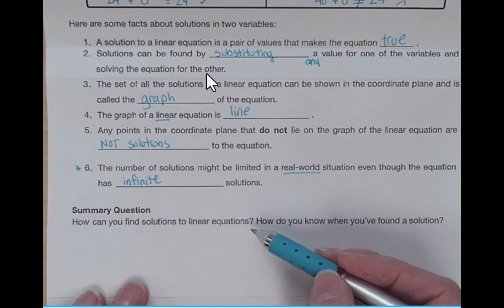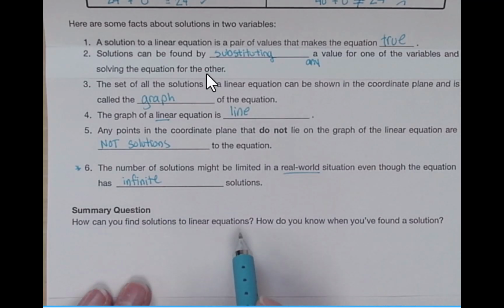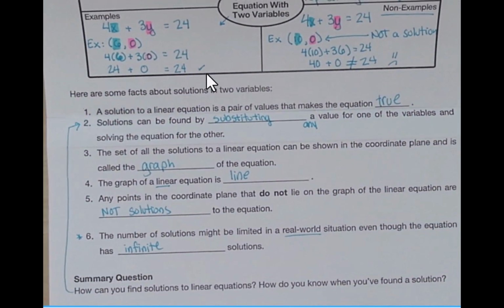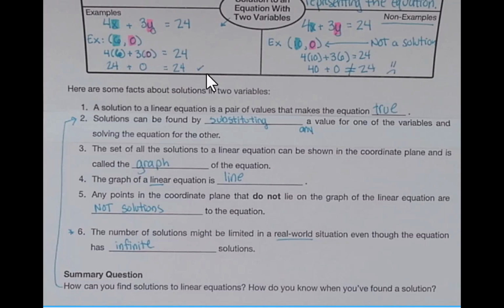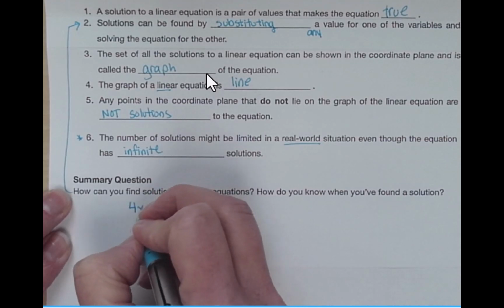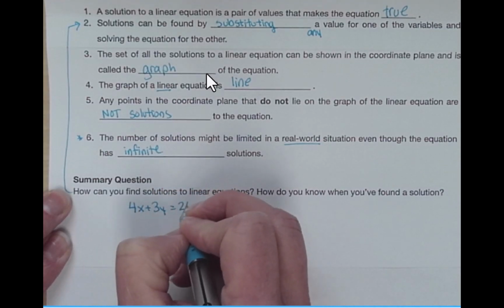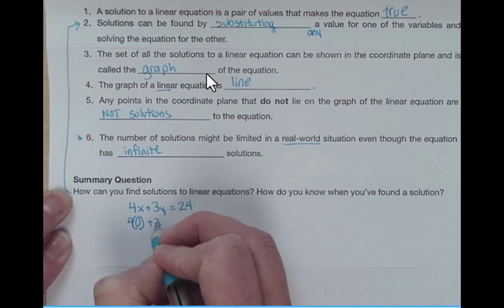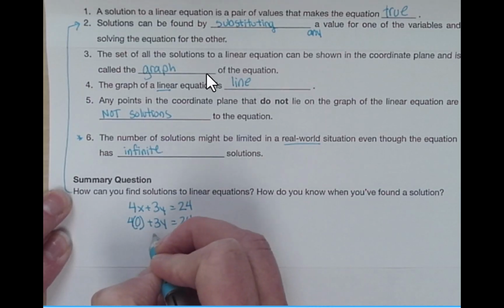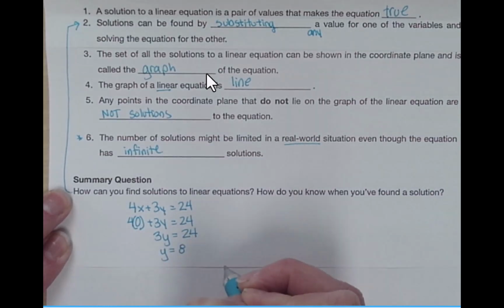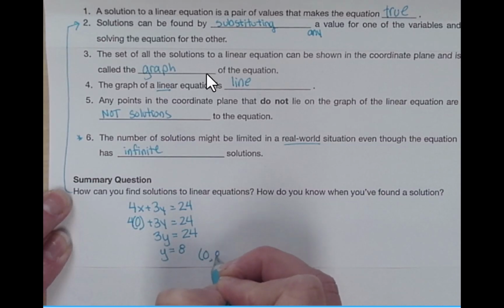So we'll just finish up with these two summary questions. I said earlier that the answer to this first question we already tackled. How can you find solutions to linear equations? Well, solutions can be found by substituting any value for one of the variables and solving for the other. Maybe we should revisit that example where I substituted in 0 for x, and then solved for y. I'll remind you that we chose 0 for x and we got 8 for y.